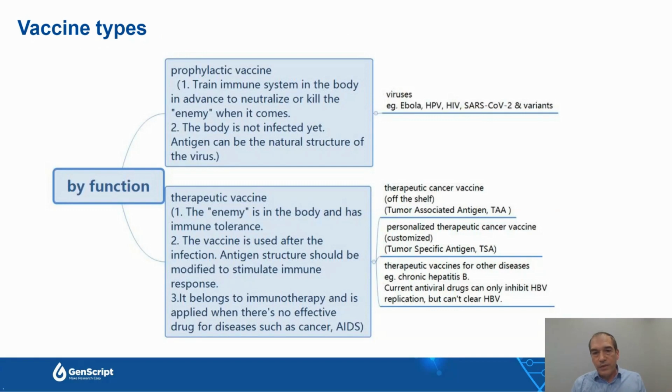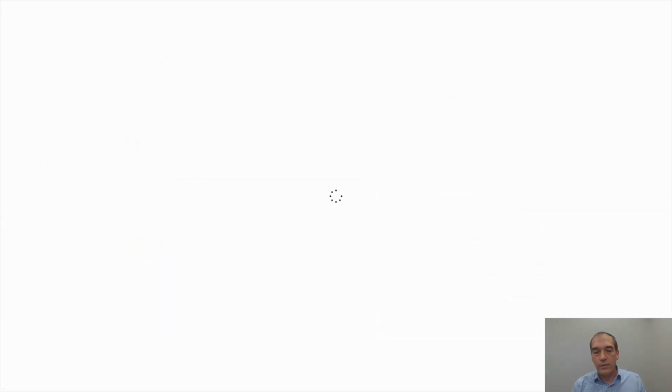And what are the different vaccine types by function? Typically, we have prophylactic vaccines that are usually used before the pathogen enters the human body. And there are also therapeutic vaccines that are typically used after the human body is infected by the pathogen. Some examples of prophylactic vaccines are the vaccines for Ebola, HPV, SARS-CoV-2. We all experienced that. Some of the therapeutic vaccines focus typically on tumor-associated antigens or tumor-specific antigens, and they're usually cancer-focused. However, there are some vaccines that are now starting to focus on infectious disease.